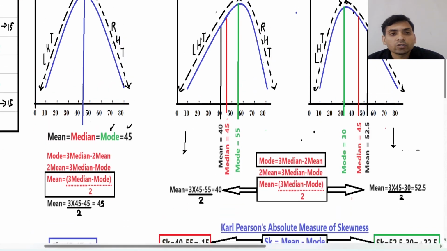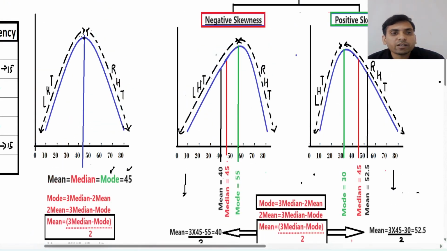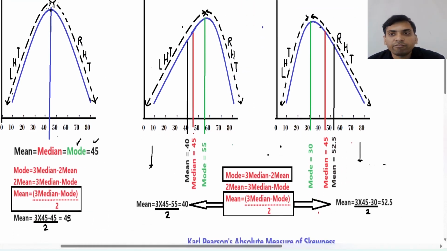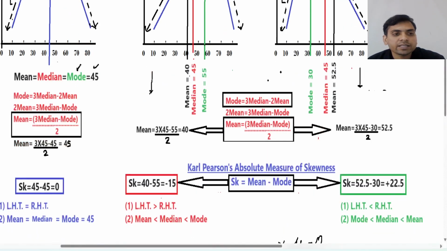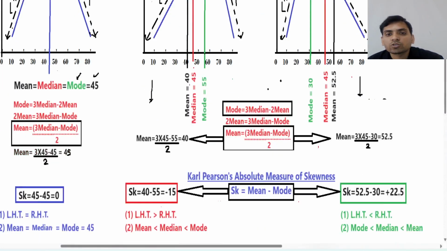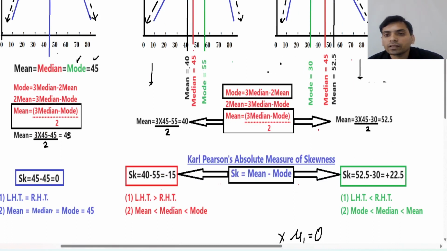Now the next thing. With respect to the highest frequency, this left-hand side is considered the left-hand tail, and this side is considered the right-hand tail. In the first case, the left-hand tail equals the right-hand tail. This is the condition. For the second one, negative skewness, the left-hand tail is greater than the right-hand tail, and for positively skewed data, the left-hand tail is smaller than the right-hand tail. So this is the first condition.